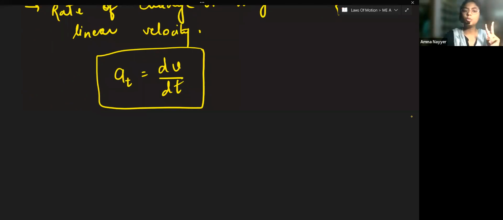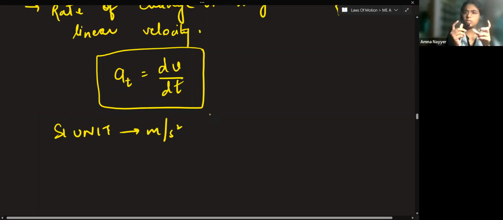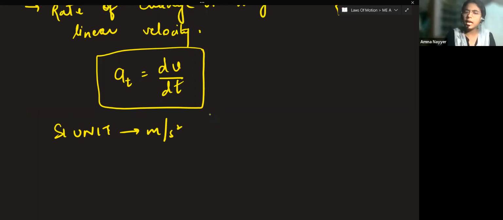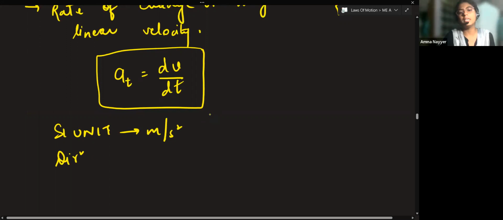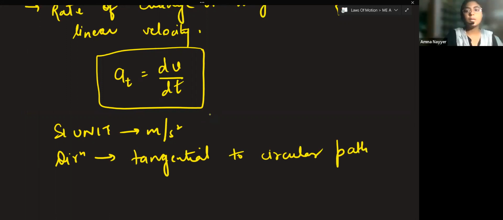So two things you have to remember. The SI unit will simply be meter per second square, because this is similar to what your linear acceleration was. And the direction will be tangential to the circular path.